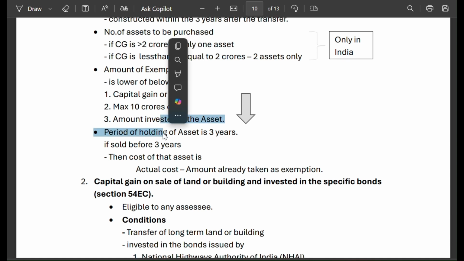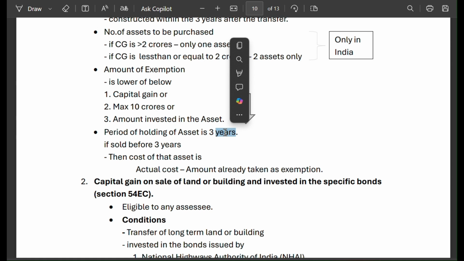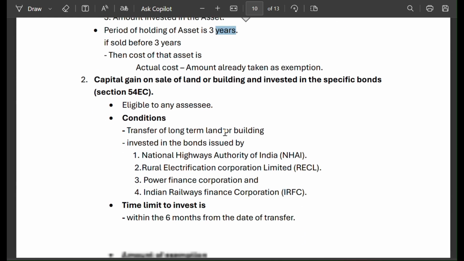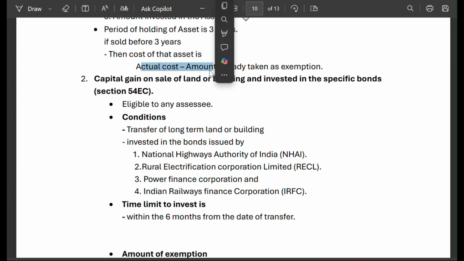What is the holding period of that new asset? If you purchase the asset and then sell it within 2 months, what is the main intention of giving that exemption? So the government made a holding period of 3 years, and you should hold the asset until that period. If you sell that asset for any reason, then the cost of asset is the actual cost minus the amount already taken as exemption. So the exemption amount becomes taxable in this case.